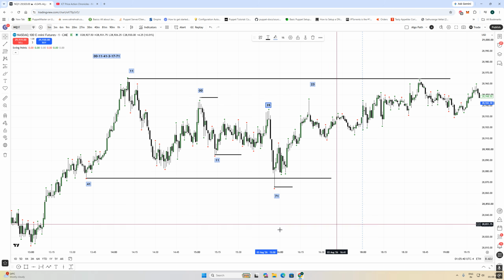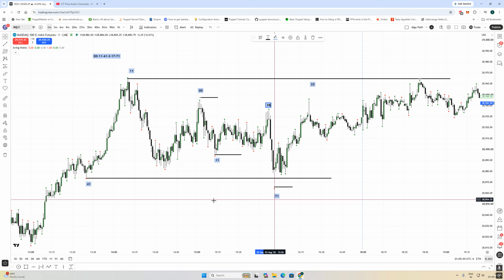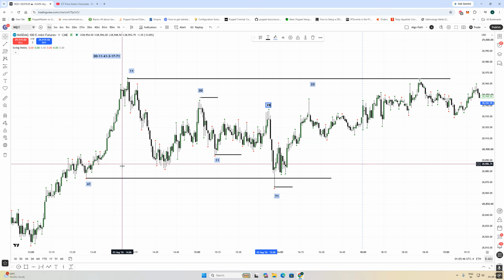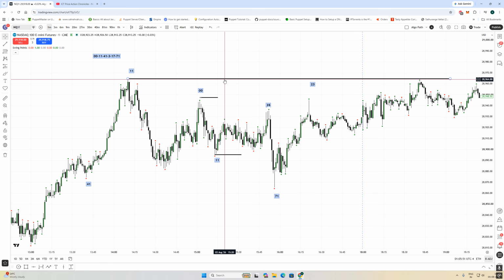Based on time, could you have traded everything? Yes. All these swings were possible to trade without even drawing a single line. I mean, I drew this line because ICT drew it. That's why I did it.